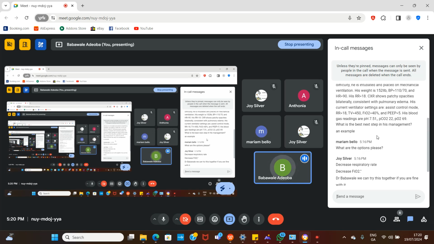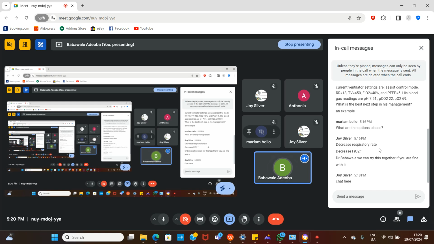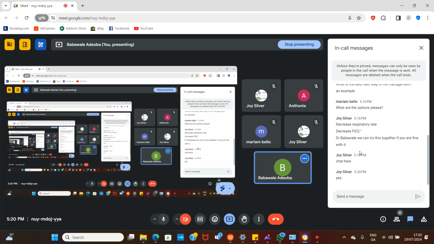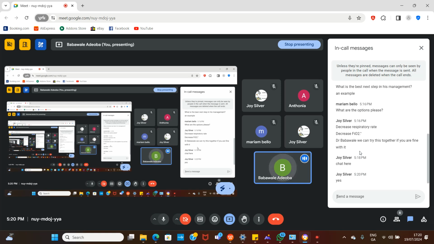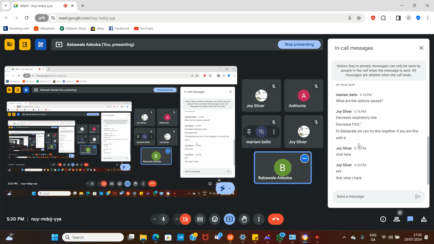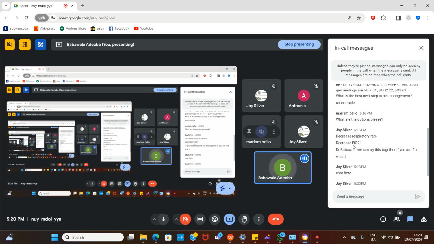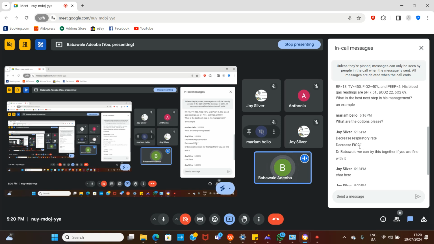So Dr. Joy, is this the only thing? So we have to increase this guy's PO2, rather, pressure of oxygen, and we know that two things we can do: increase your PEEP or increase your FiO2. Dr. Joy, are you sure this option is complete? We are just seeing two options though. No. Decrease respiratory rate and decrease FiO2. You can't decrease the FiO2. Never. You have done nothing.